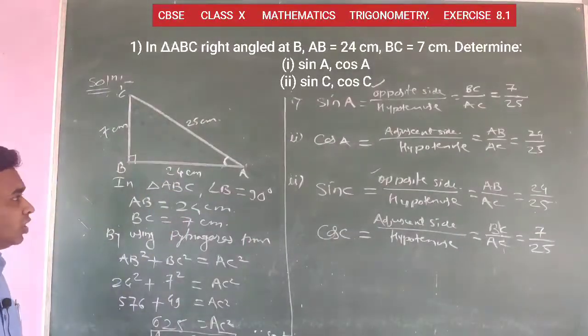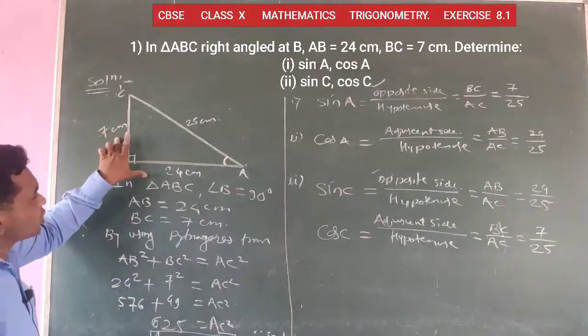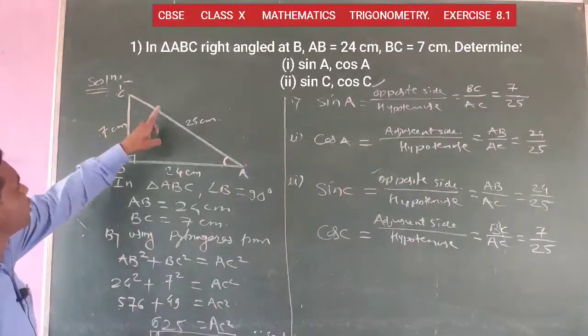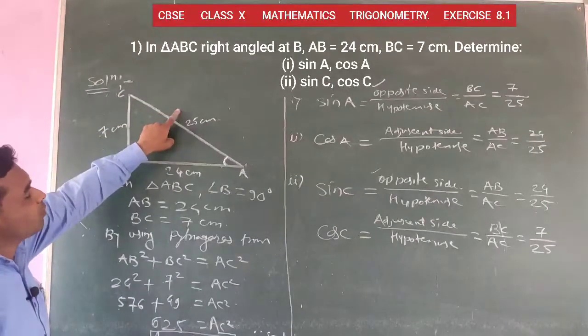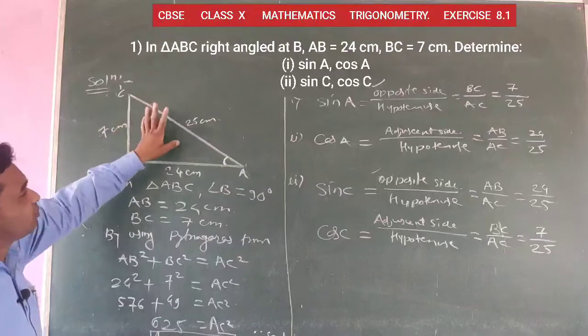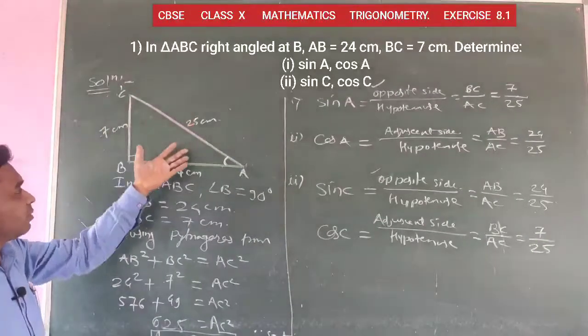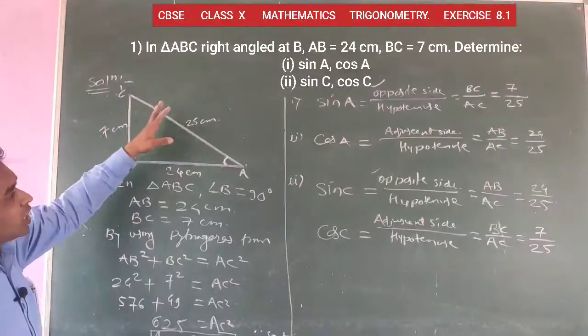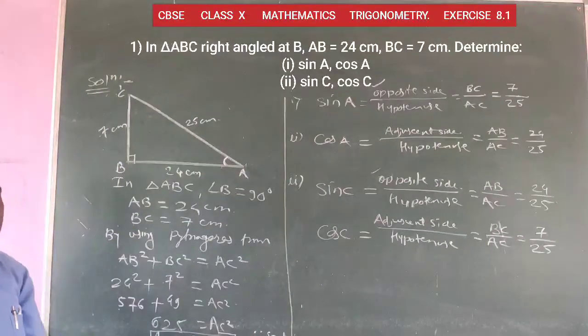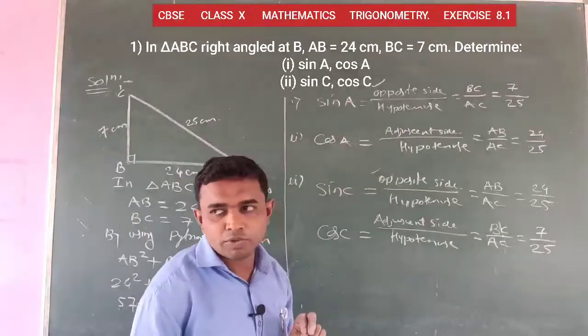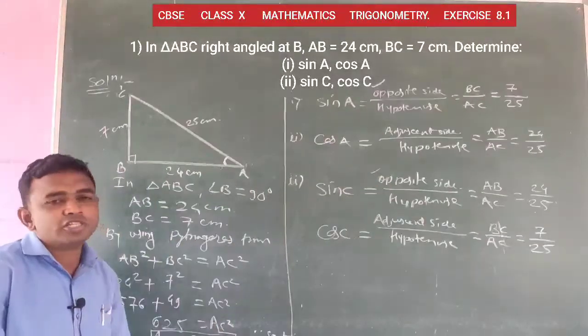In this question, two sides of the triangle are given. By using the Pythagoras theorem we find the third side measurement. After that, when we have all three measurements, we find the trigonometric ratios by using the simple formulas. So this is the answer of our first question.